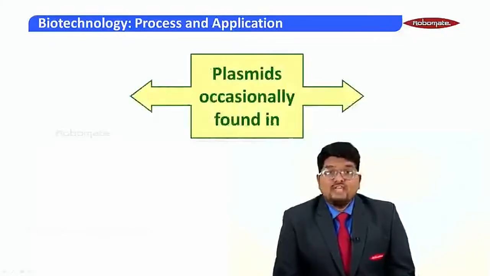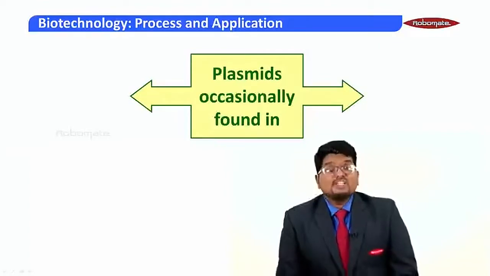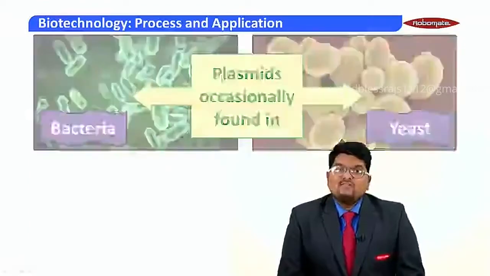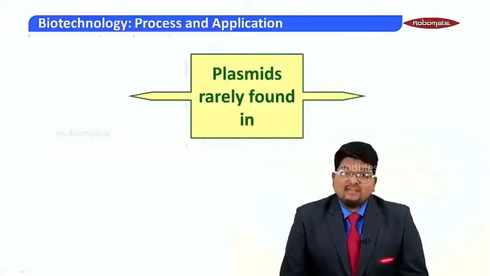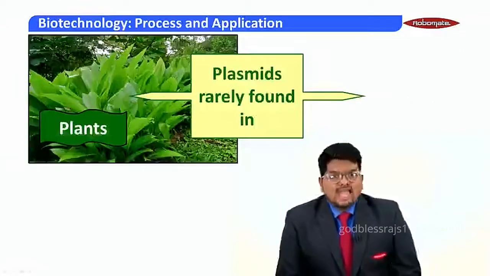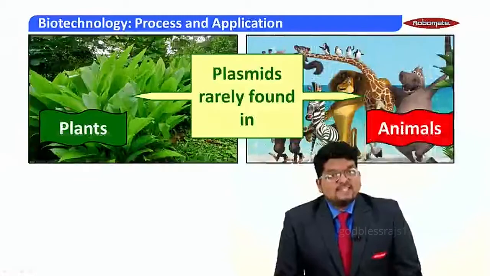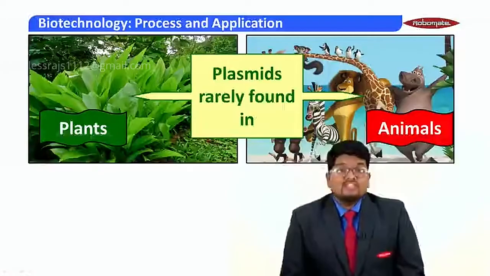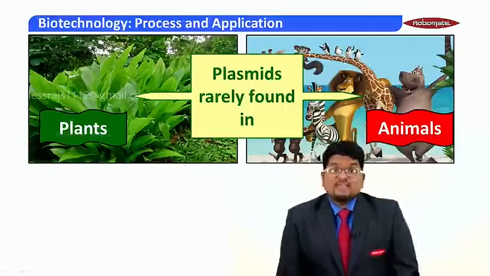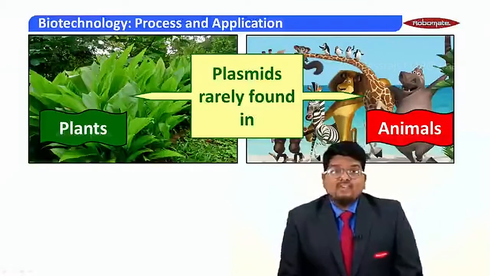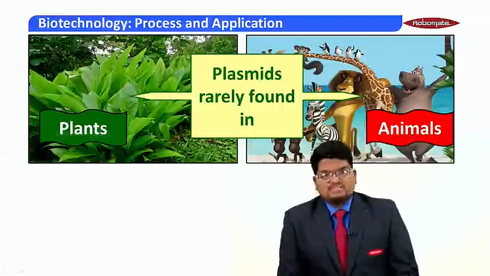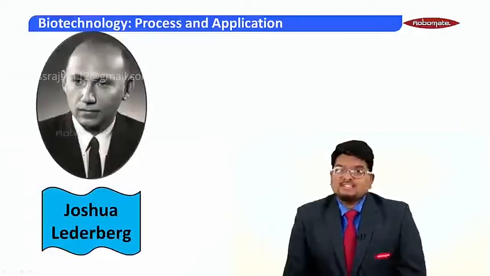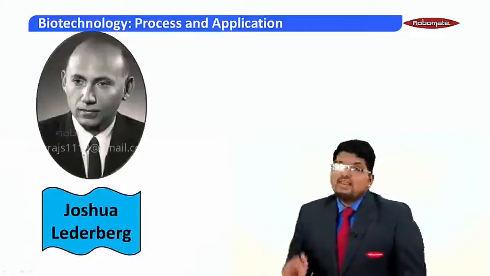So moving ahead, plasmids are occasionally found in bacteria and yeast, whereas plasmids are rarely found in plants and animals. So bacteria and yeast are the organisms where we can occasionally find plasmids, whereas they are found rarely in plants and animals.